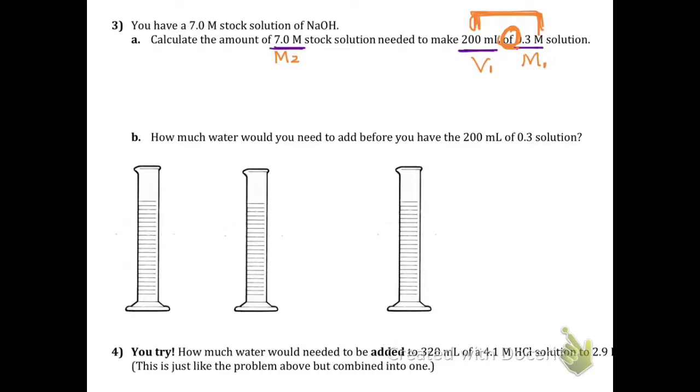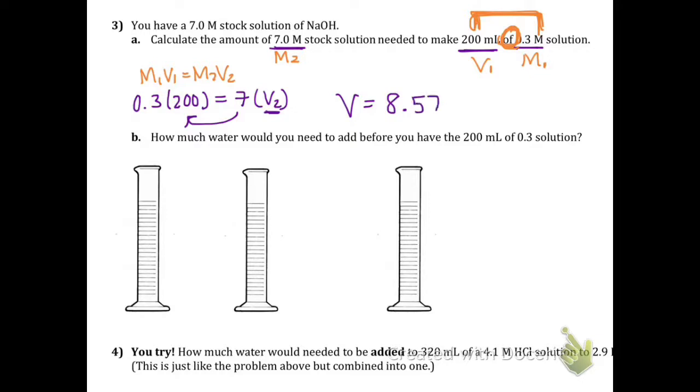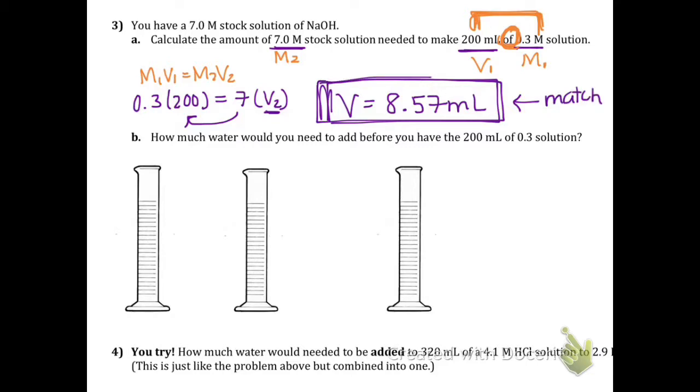So let's do the math. We have M1V1 equals M2V2. Let's plug these numbers in. You have 0.3 times 200 equals 7 times V2. You want this by itself, so you're going to move the 7 over. So the volume then becomes 8.57 mils. Okay, so this is part 1. Okay, remember that the units must match. Okay.